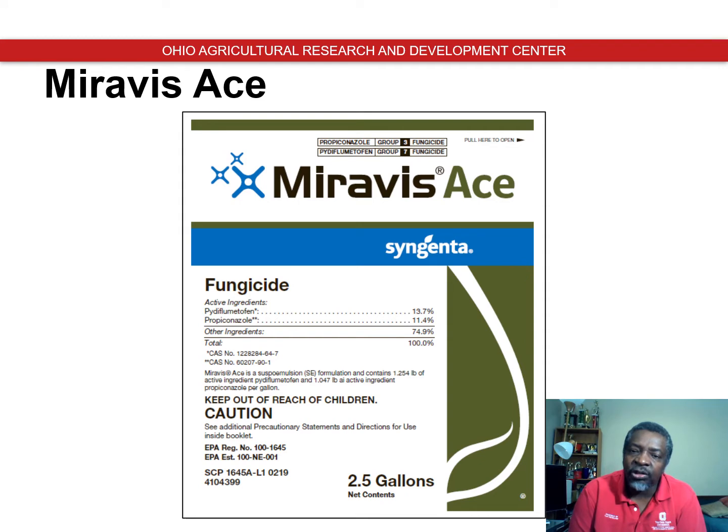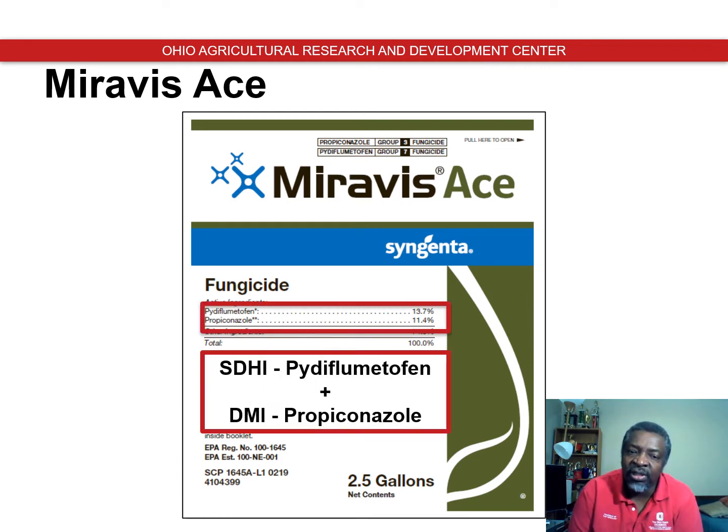One of the fungicides I'll focus on during my presentation is called Miravis Ace. This is a new fungicide that was recently labeled for managing diseases of small grain crops. For years, we've focused our attention on the use of triazole fungicides alone for the control of Fusarium head blight. But now this fungicide gives us a new option in terms of using a fungicide made up of two active ingredients, a triazole, also called DMI, and an SDHI. This is good news in terms of fungicide resistance management. Using fungicides with mixed chemistries can help to reduce the development of fungicide resistance.